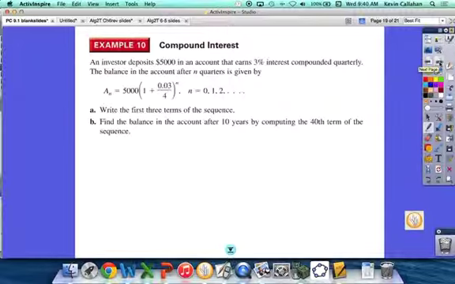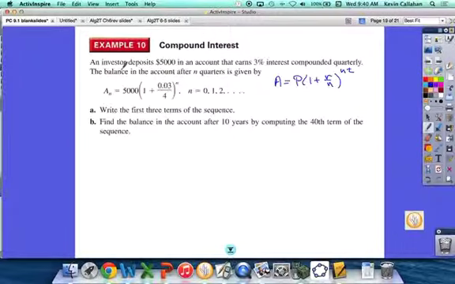And compound interest, right? If given a formula, you're asked to use it. An investor deposits $5,000 in an account that earns 3% interest, compounded quarterly. And it sounds kind of familiar to a formula we've used before, right? We had A equals P times 1 plus r over n to the nt. That was compound interest. This is close, but notice the difference.